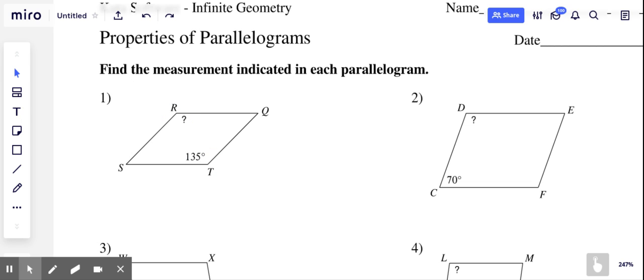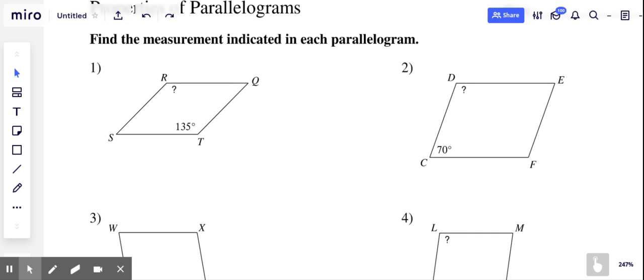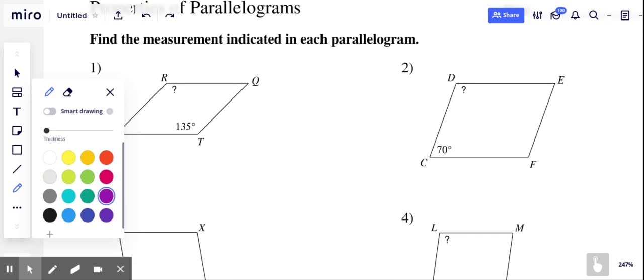Same thing for number 2. You want to ask yourself, what kind of angles are these? Notice that 70 and the question mark are not opposite angles, but they're consecutive angles. Consecutive angles add to 180. So the question mark would just be 110.